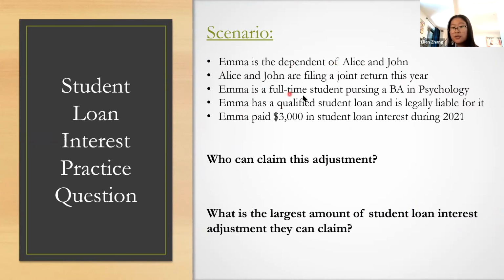Emma is also a full-time student pursuing a BA in psychology. Emma has a qualified student loan and is legally liable for it. Emma also paid $3,000 in student loan interest during 2021. So the question here is, who can claim this adjustment? And what is the largest amount of student loan interest adjustment they can claim? I'll give you guys like 5 minutes to try this problem out on your own. You can find that helpful chart that I was mentioning earlier in the resources doc to reference. And I'll just keep the scenario here on the screen so that you still have it.